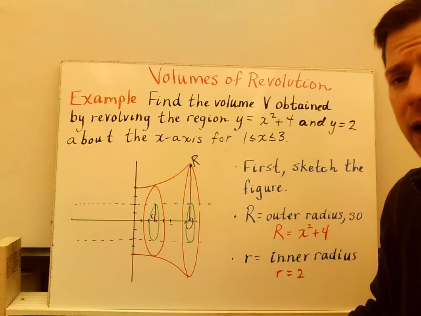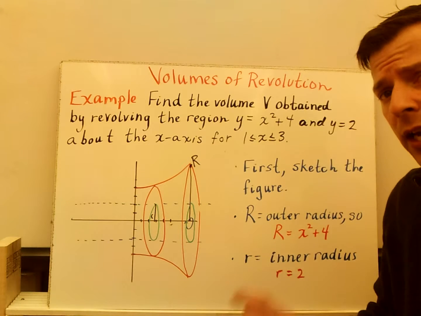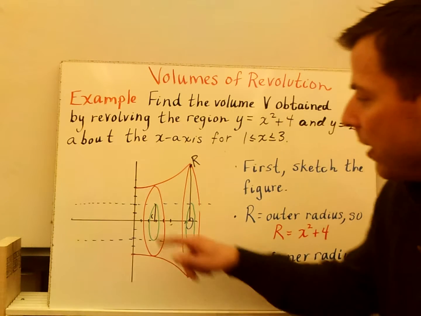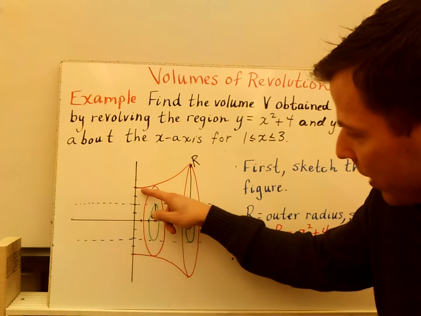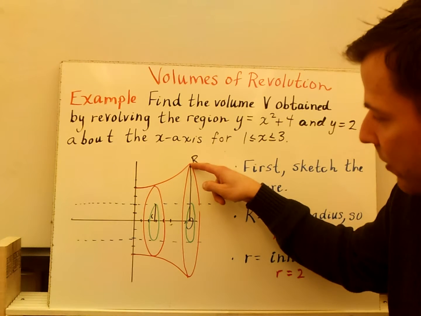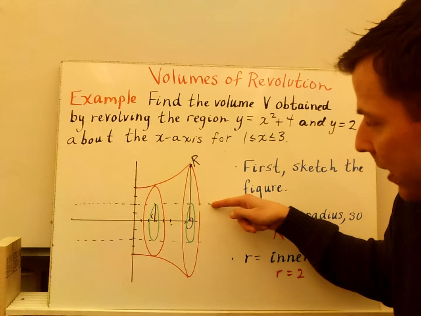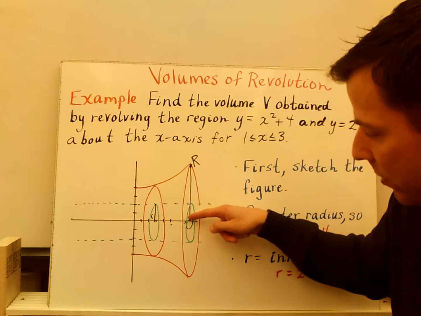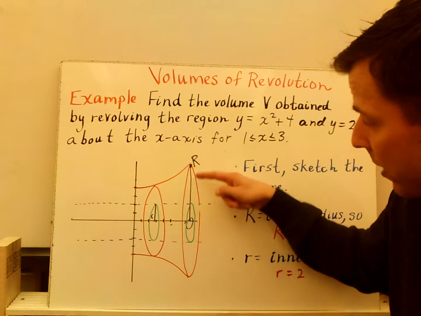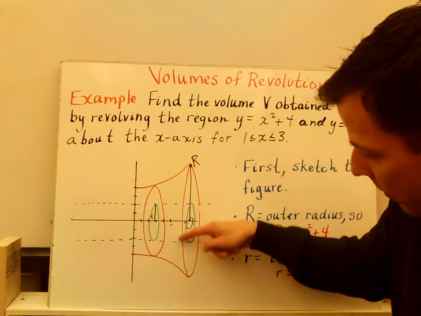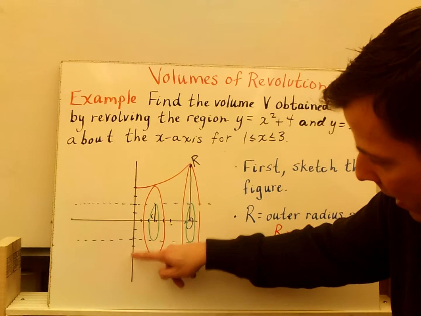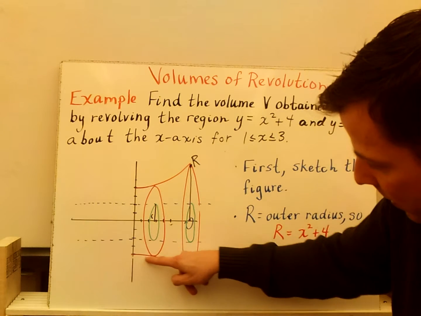Remember that big R is the outer radius, and little r is the inner radius. Here is my x squared plus 4 graph going up in general. I drew the blue line of y equals 2. We're rotating about the x-axis, so there's a little blue arrow I rotate around. This point is going all the way around, and these points are going all the way around. So here's my graph, and all these points are rotated down here.